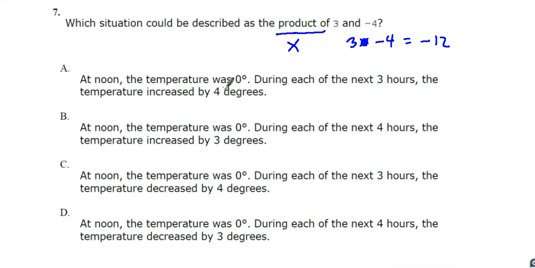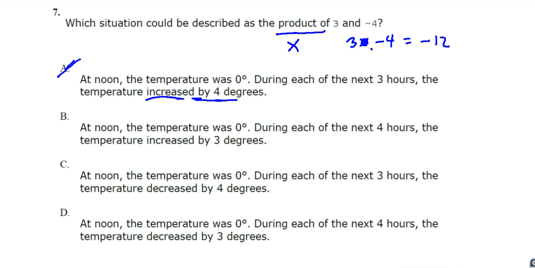At noon, the temperature was 0 degrees. During each of the next 3 hours, the temperature increased by 4 degrees. Well, if it increased by 4 degrees, that's not negative, that's positive. So that doesn't qualify. You should see the negative 4 reoccurring 3 times if this is accurate. So this one does not work because this is increasing by 4 as opposed to decreasing.